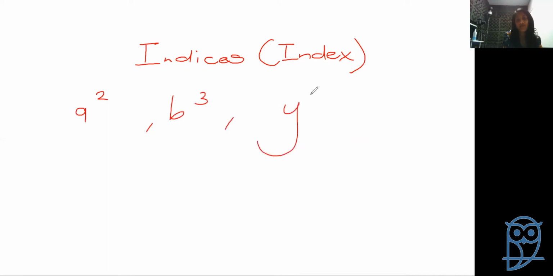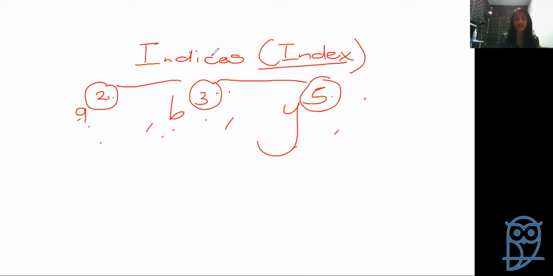Now, when we talk about indices or an index, indices is basically the plural of an index. The expressions we are talking about here, for example, are a squared or b cubed or y to the power 5. We're talking about numbers that are raised. So we say a to the power of 2 or b to the power of 3, or we could even say a squared or b cubed. These numbers here are known as an index or indices, okay?